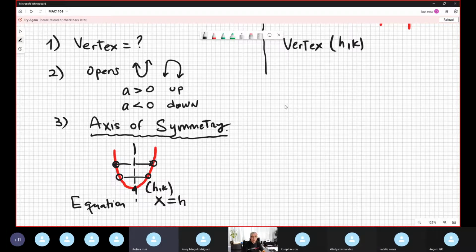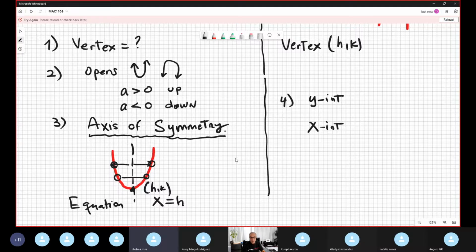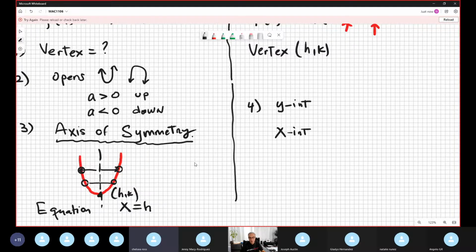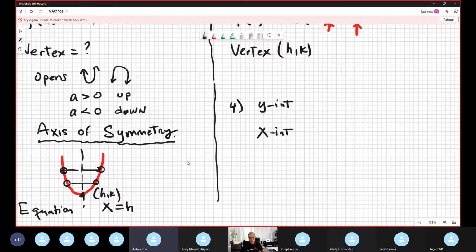And number four is extremely important. Number four is the y-intercept and x-intercept. I put together, what is the formula for finding the y-intercept? I'm using function notation: evaluate the function at 0. Nice. And what is the formula for finding the x-intercept? You take the function and you force it to be 0.